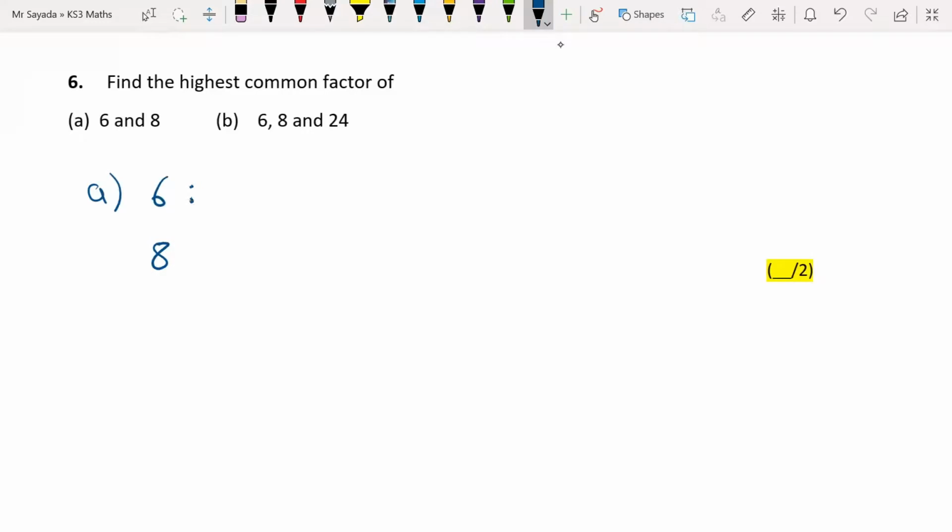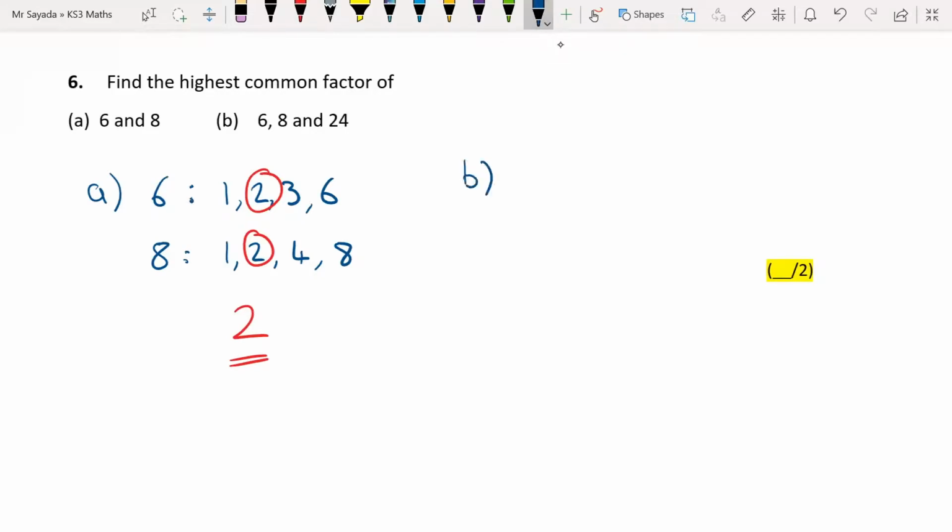So the factors of 6 you should have found are 1, 2, 3, and 6. And the factors of 8 you should have found are 1, 2, 4, and 8. So the highest factor that they both share is 2. So the answer is 2.